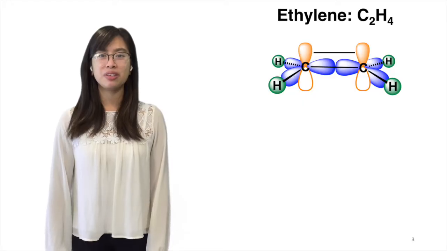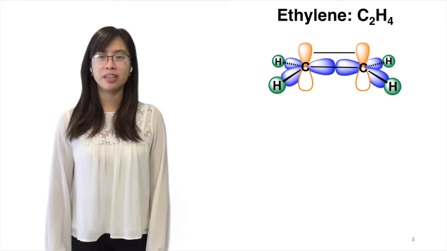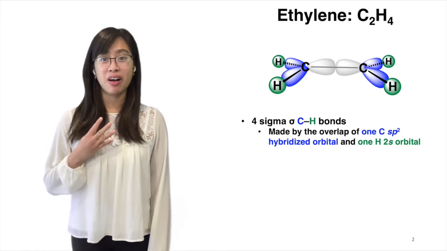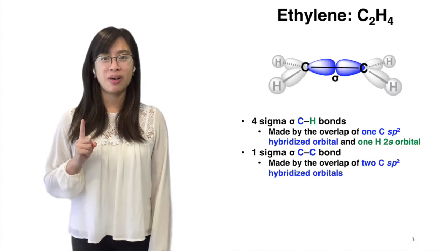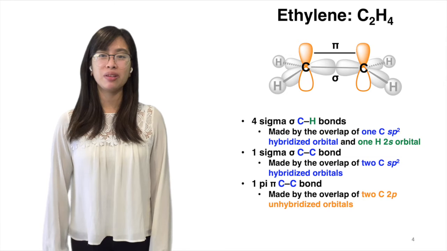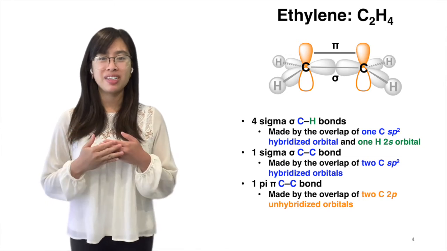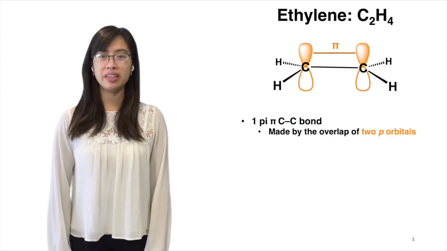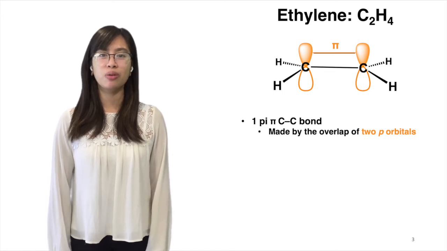Let's first review the different types of bonds in ethylene. Recall that ethylene contains 4 sigma CH bonds, 1 sigma CC bond, and 1 pi bond made by the overlap of 2 carbon unhybridized p orbitals. But for today, we're going to be mainly focusing on the role of the unhybridized p orbitals shown in orange.